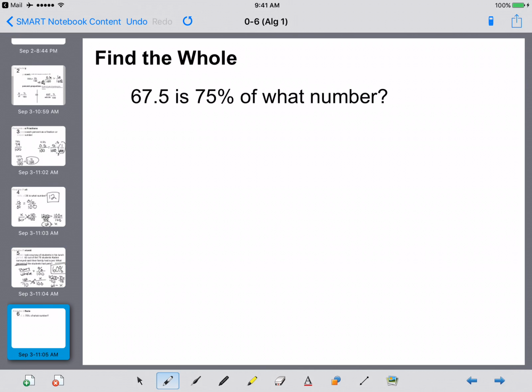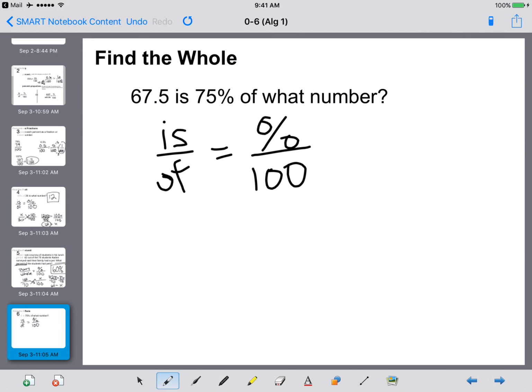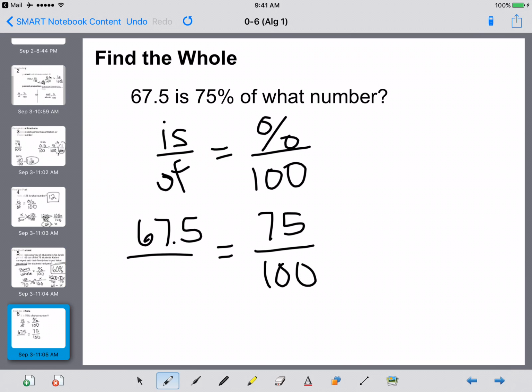And now we want to find the whole. So 67.5 is 75% of what number? So we're going to use our is over of because I see both of those words in this problem, equals percent over 100. 67.5 is, so that's going to go on the top here. 75%, so that's our 75. It's always over 100. What number? We've got to solve it.